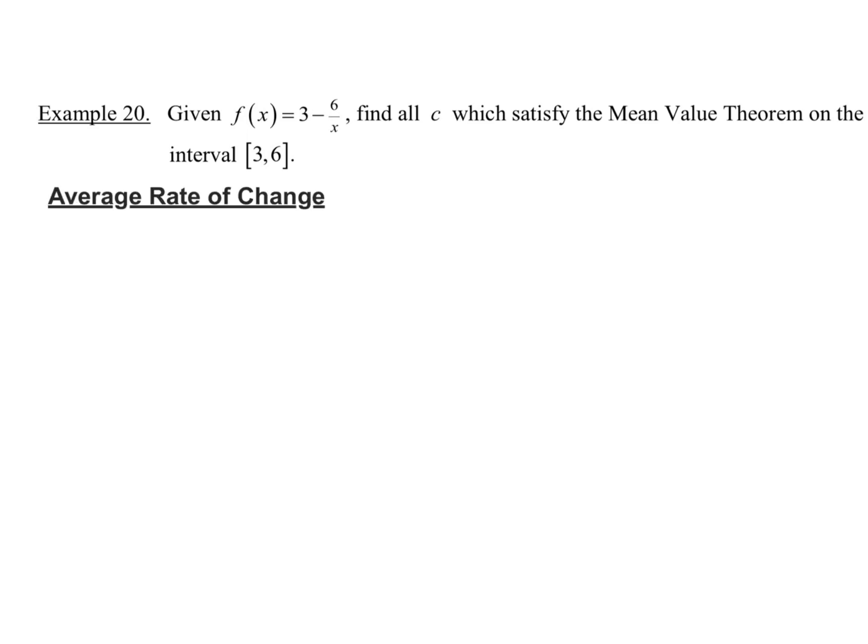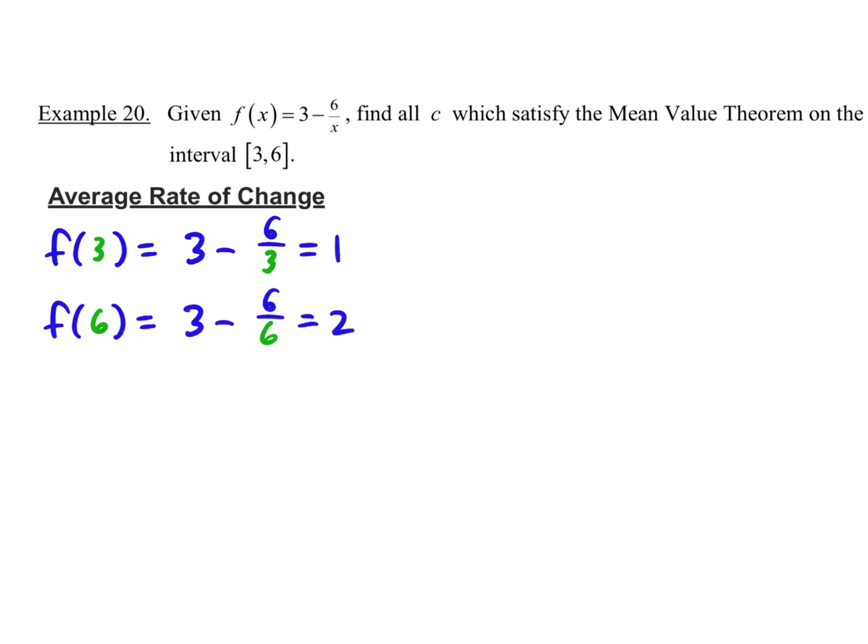All right, so first of all, average rate of change. We're going to find the y value at 6, the y value at 3. You're going to subtract them. There's your rise over 6 minus 3. There's your run. Okay, so f of 3 is 1. f of 6 is 2. So my slope, 2 minus 1 over 6 minus 3, is 1/3. Good. All right. Now we've got to do the instantaneous rate of change. That requires us to find the derivative.